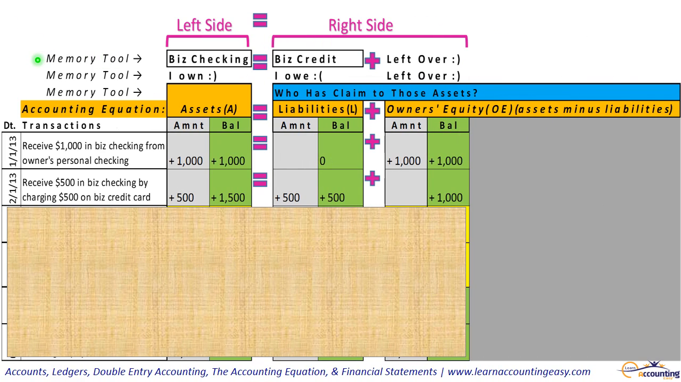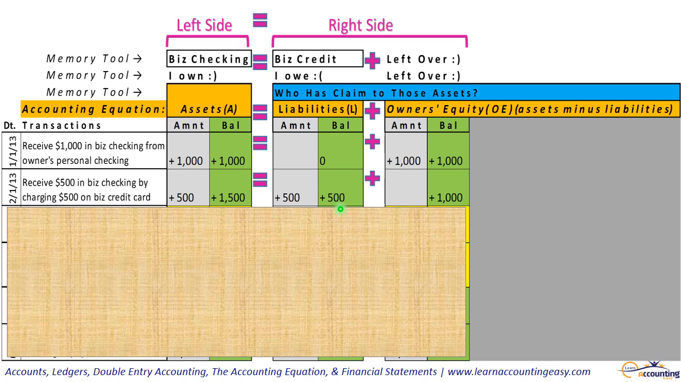Our second transaction occurred on February 1st. We received $500 in our business checking account by charging $500 on the business credit card. So we'll start on the left side. Assets went up by 500, so we put the 500 there. Our running balance, of course, is increased from the 1,000. We add the 500, and now we have a cumulative total of 1,500.